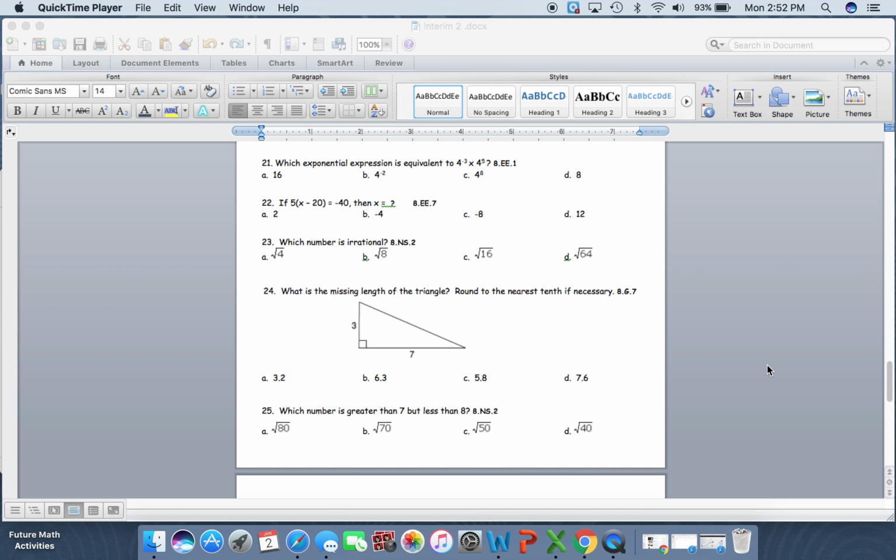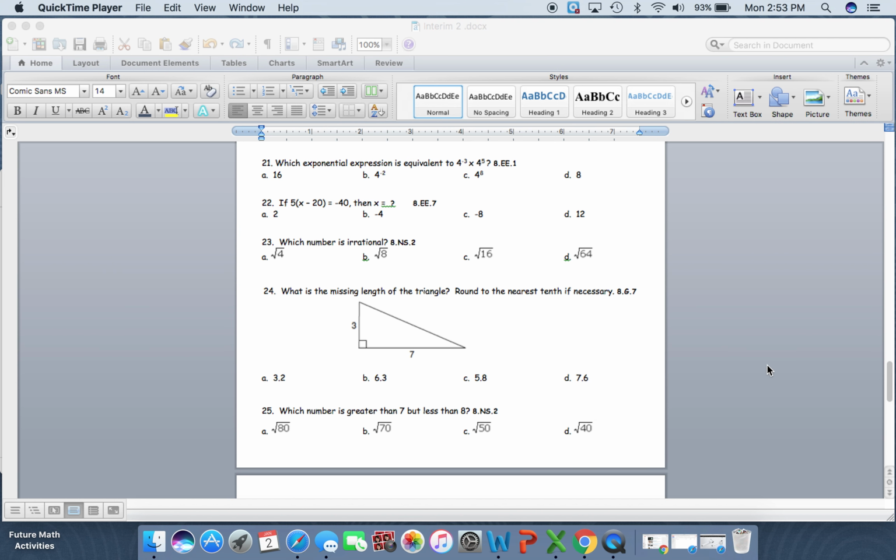Number 21. Which exponential expression is equivalent to 4 to the negative 3 times 4 to the 5th power? A. 16. B. 4 to the negative 2 power. C. 4 to the 8th power. D. 8.